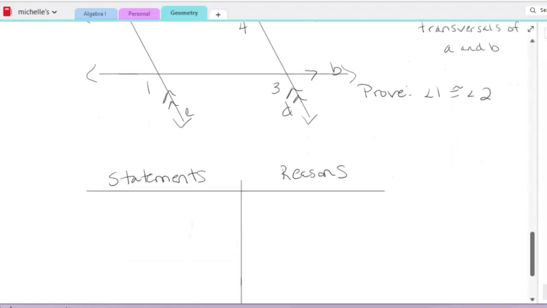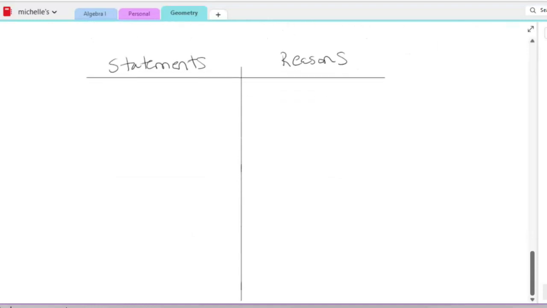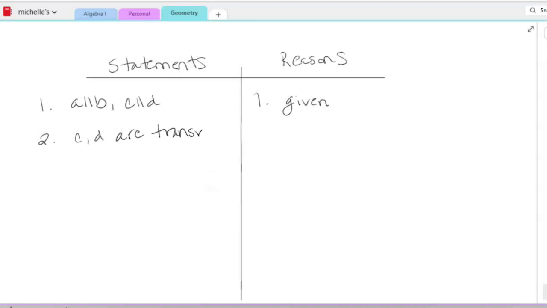First off, we're always just going to use our given statements, right? So we're going to say that A is parallel to B and C is parallel to D, and the reason is going to be given. Then my second statement is going to be my second given statement, right? That C and D are transversals to A and B. This is also given.